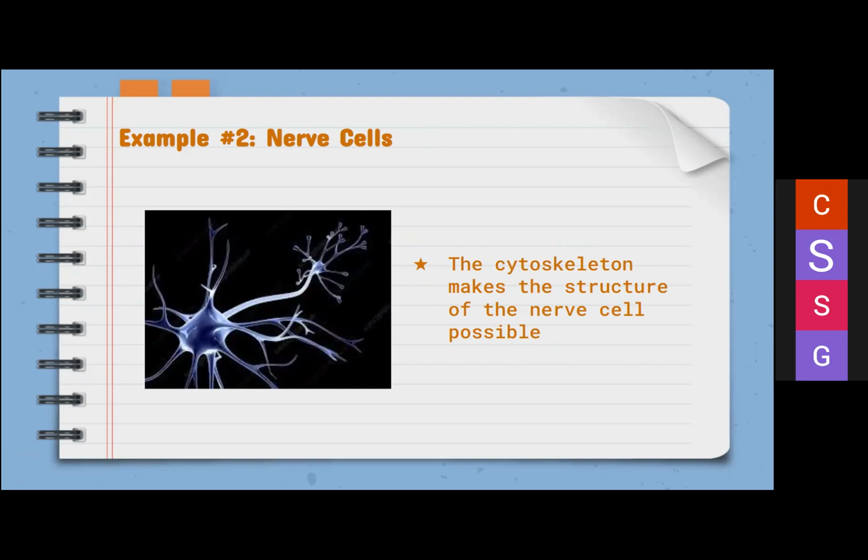Again, without this shape, the nerve cell would not be able to carry out its functions of receiving sensory input from the external world, sending motor commands to our muscles, and transforming and relaying the electrical signals. The shape of this cell, made possible by the cytoskeleton, is what makes all of this possible. Now Chase is going to discuss the next function of the cytoskeleton.